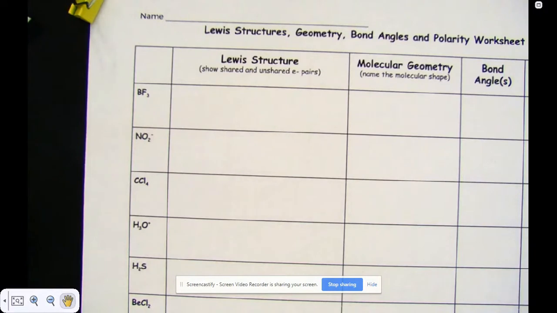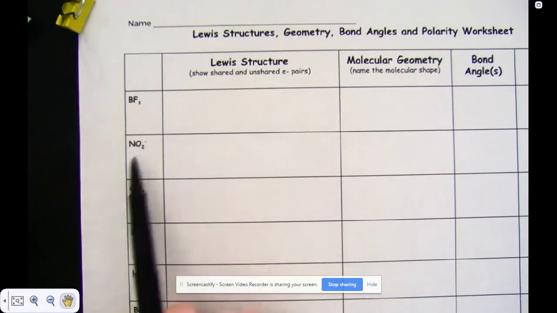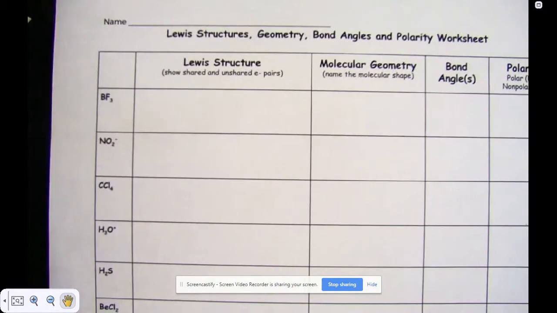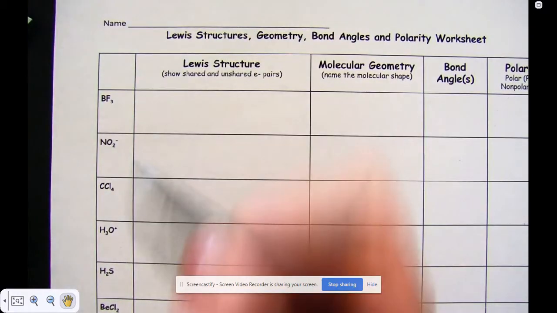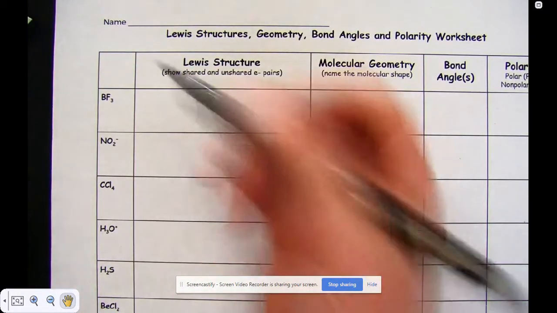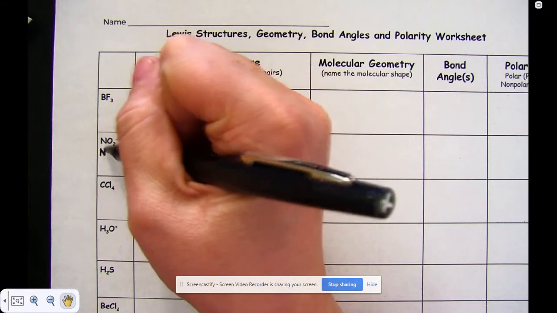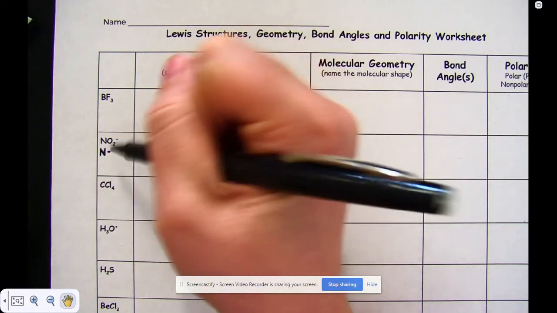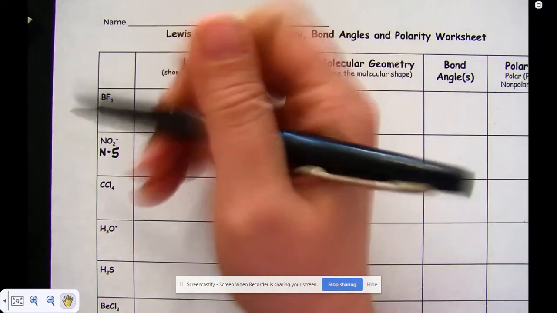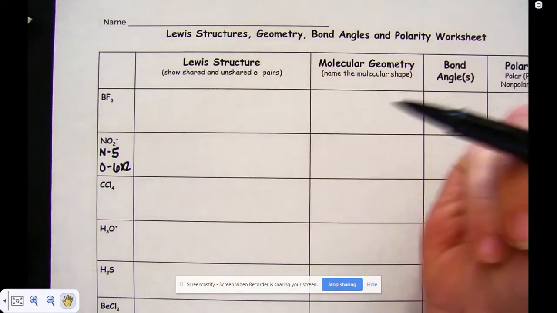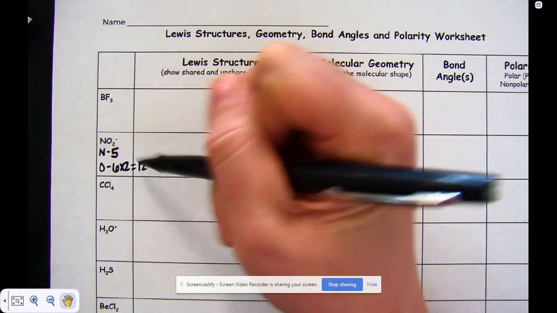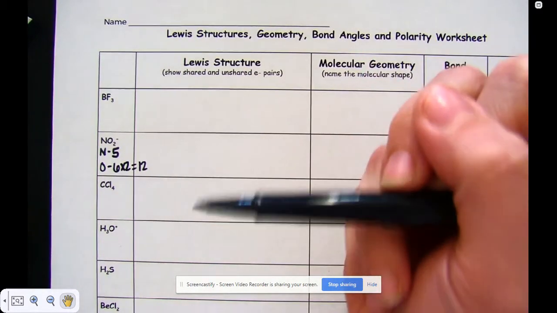A couple of these are the examples from the paper itself, like boron trifluoride's on there, so I don't want to do that one. But let's look at this one. Let's look at NO2 negative. This is an ion, so you're going to have to remember that the number of valence electrons will be affected by that. So here, I'm going to keep track of my valence electrons in this box. Nitrogen has a total of 5 valence electrons, counting off the periodic table. Oxygen has a total of 6 valence electrons, but there are 2 of them. So that equals 12. So 12 plus 5 equals 17.